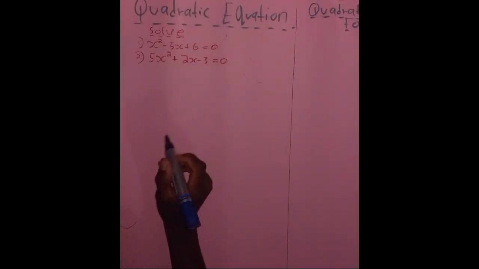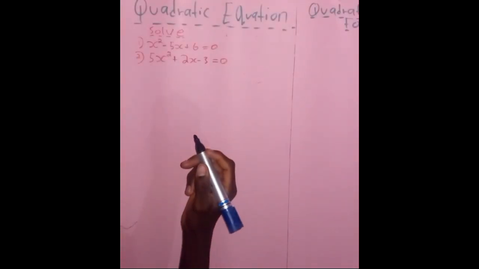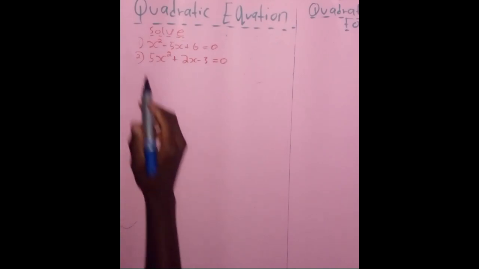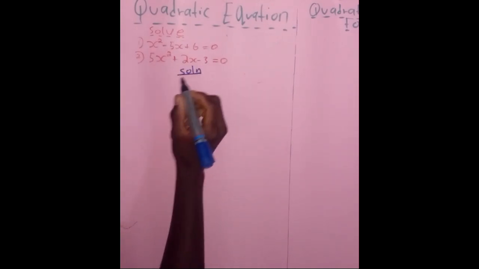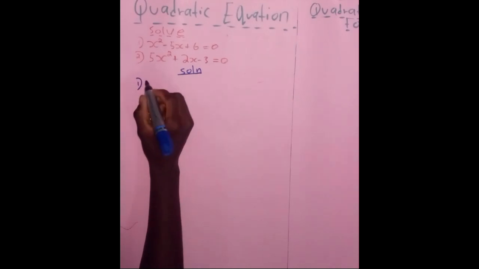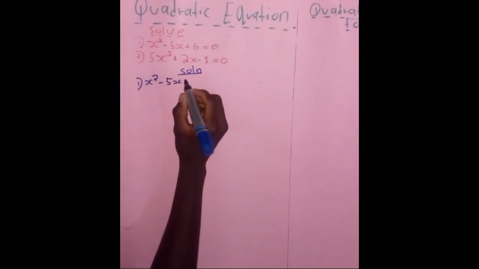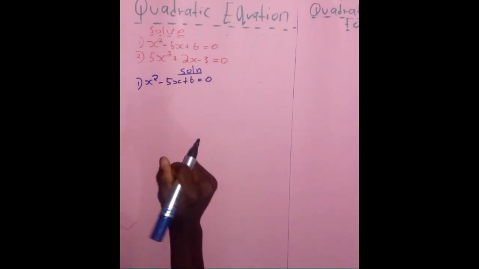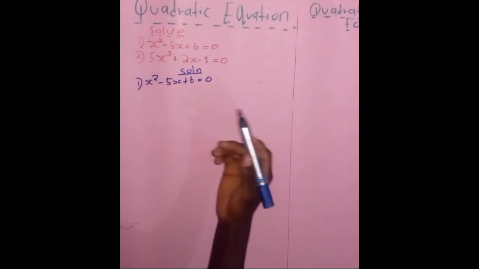In this video, I will let you know how to solve quadratic equations using the factorization method. Okay, let's see the first question. This is our solution. We're having the first question: x squared minus 5x plus 6 is equal to 0. So how can we find the solution using the factorization method?